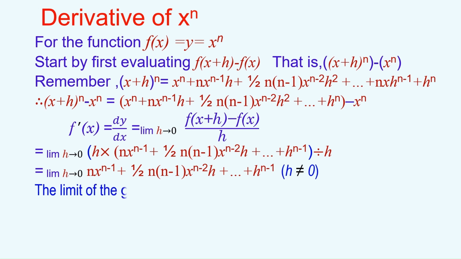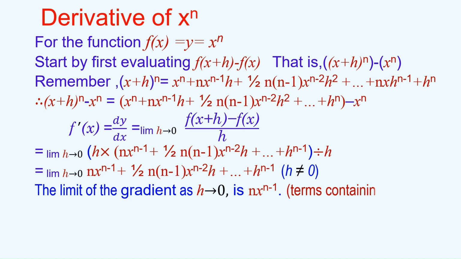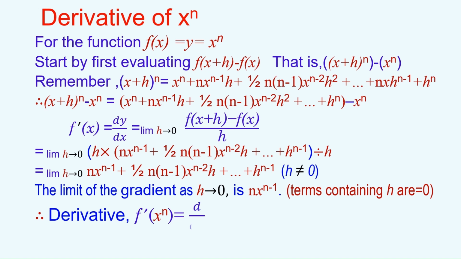Note here, h is not equal to 0. The limit of the gradient, as h tends to 0, is n times x^(n-1). Terms containing h will be equal to 0. Therefore, the derivative f'(x^n) = d/dx x^n = n times x^(n-1).